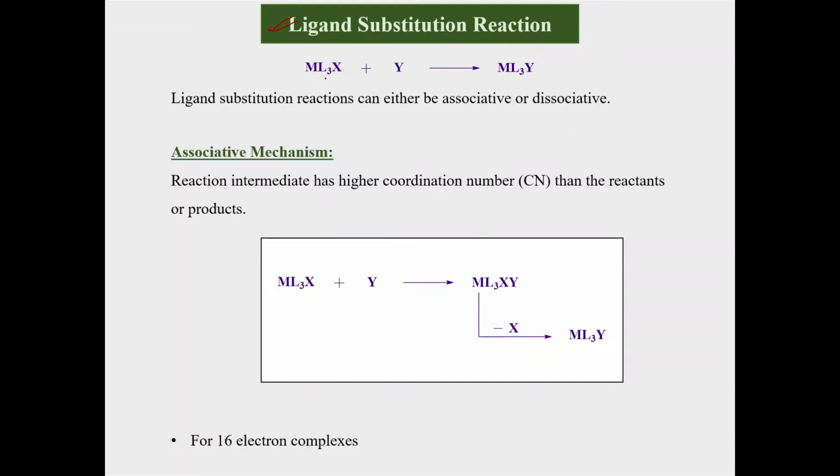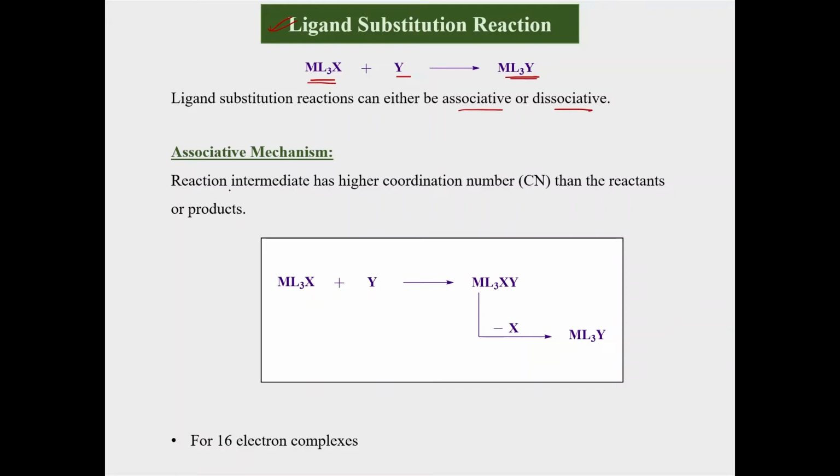There will be a metal complex of ML3X type and one incoming ligand will attack and we will get a resulting ligand substituted product in which this metal is now coordinated to this incoming ligand and this ligand X leaves. So ligand substitution reaction can take place in associative or dissociative way. First coming on to the associative mechanism.